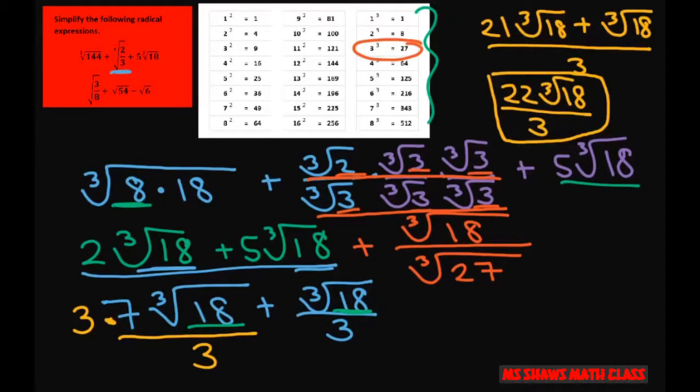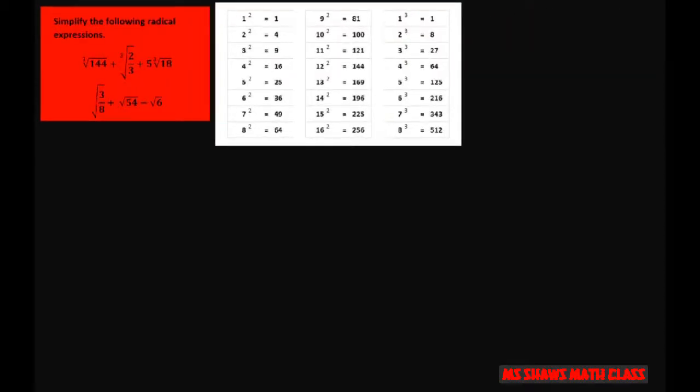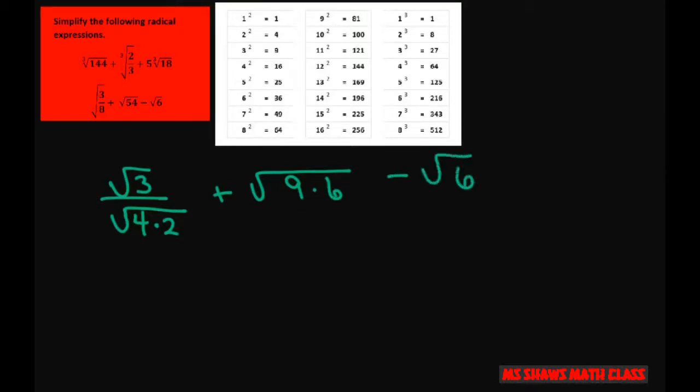Now for the second one, we do kind of the same thing. It's square root, so it's a little bit easier. We have square root of 3 divided by square root of 8. Now square root of 8 can be written as 4 times 2, if that helps. Plus, for 54, we can write that as 9 times 6. And then we have minus square root of 6.